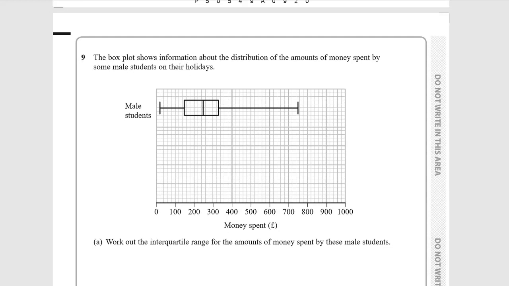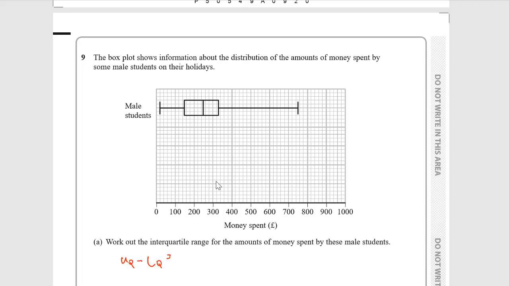Question 9. It says the box plot shows information about the distribution of the amounts of money spent by some male students on their holidays. Work out the interquartile range for the amounts of money spent by these male students. So the interquartile range is basically the upper quartile minus the lower quartile.